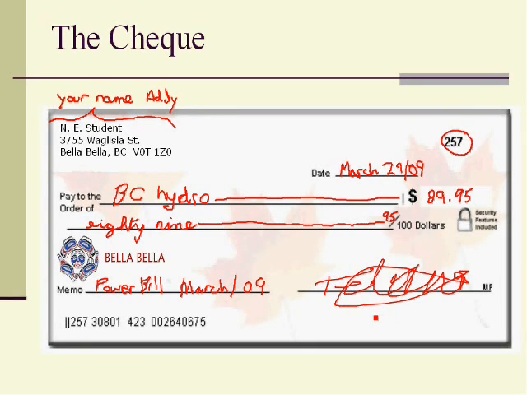Things to make sure of is there's no place where somebody could say in front of your 89 put 189 and then just quietly put a 1 here in front, and then you end up paying more than you're supposed to.